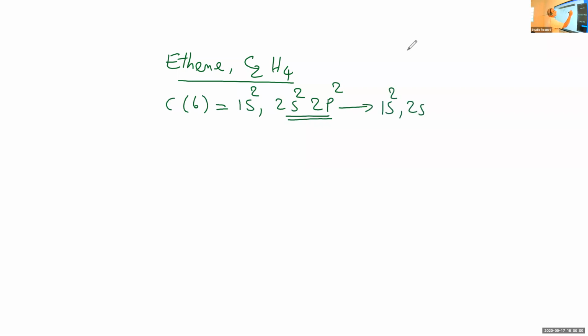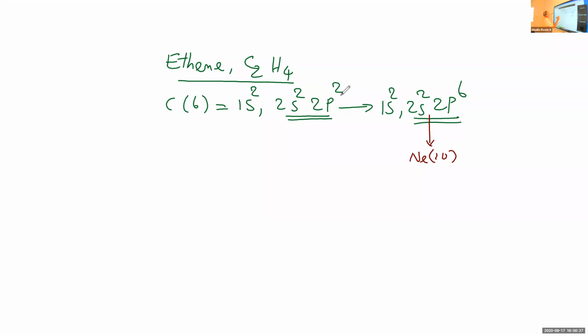1s2, 2s2, 2p, 4 more electrons, 2p6. There will be 8 electrons in the outermost level. And here the total number of electrons is 10, and that is the structure of atomic number 10. That is neon, atomic number 10, neon. There will be 8 electrons in the outermost level.